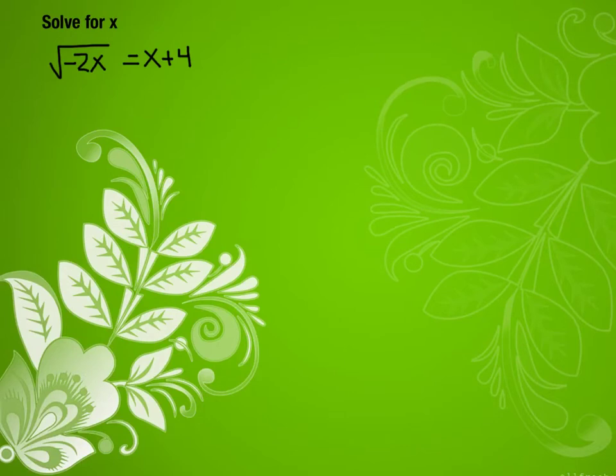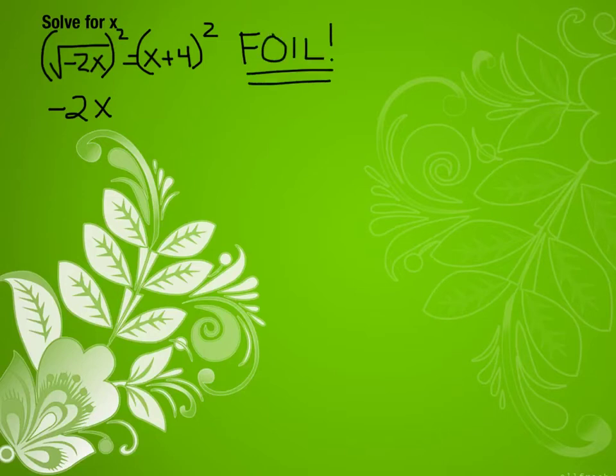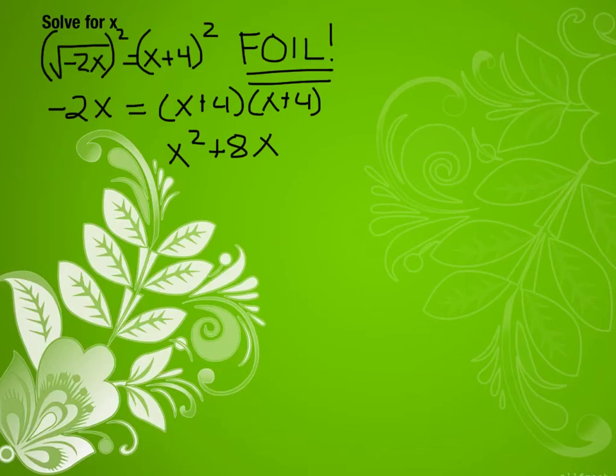Okay, next example. Solve for x. The square root of negative 2x equals x plus 4. So when we undo a square root, we have to square both sides. And I keep saying both sides, because if I square this side, then the square root cancels out and I get negative 2x. And if I square this side, I'm going to have to FOIL. And that's very important. If you don't FOIL, you won't get the right answer. So negative 2x equals x plus 4 times x plus 4, which is x squared plus 4x plus 4x is 8x, plus 4 times 4, so plus 16.